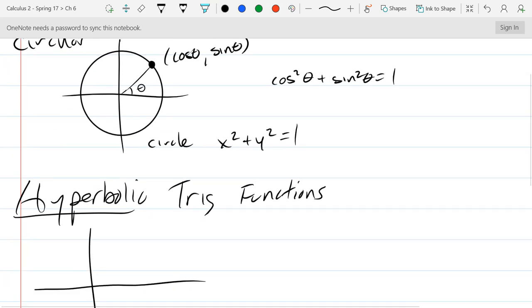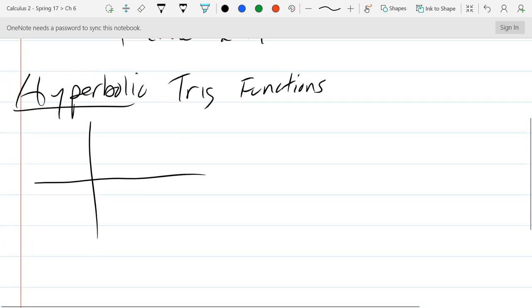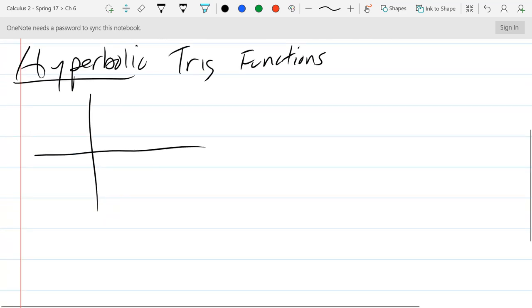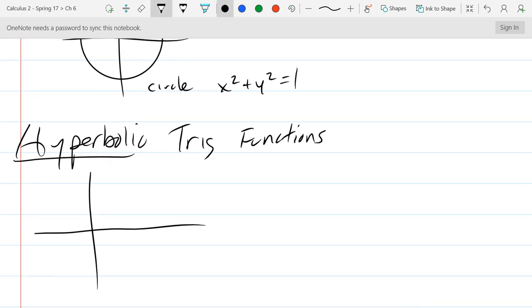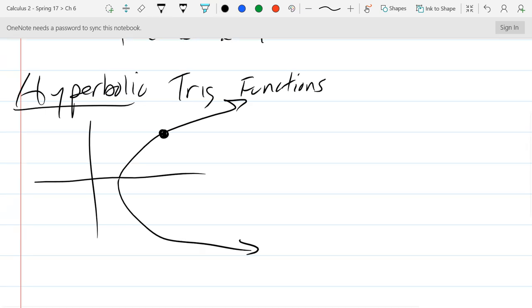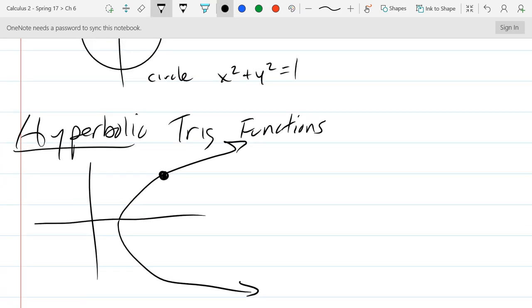What do you think hyperbolic trig functions are based off of? Almost. Hyperbolic, so they're based off a hyperbola. It looks a little like a parabola, but it has a slightly different curve to it. So there is a hyperbola right here, and our point on it. The hyperbolic equation we're going to use is x squared minus y squared equals 1. So it's not x squared plus y squared equals 1, but x squared minus y squared equals 1.